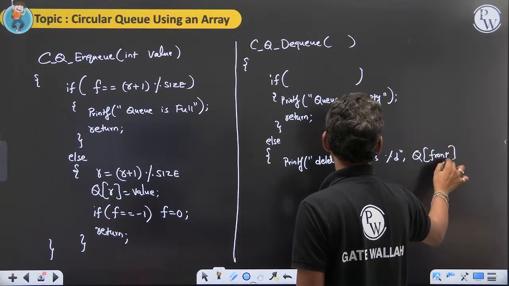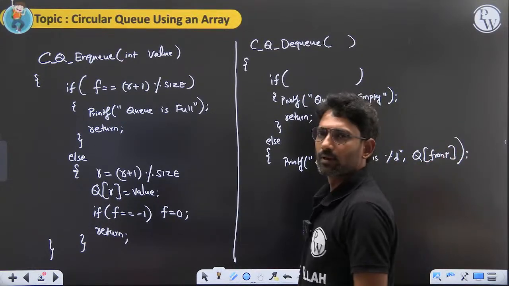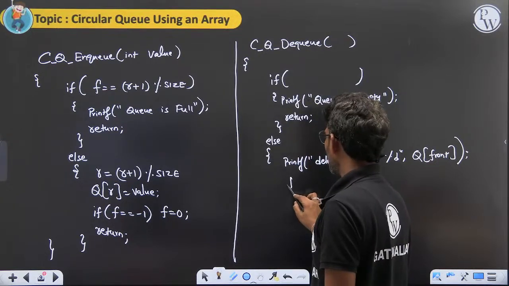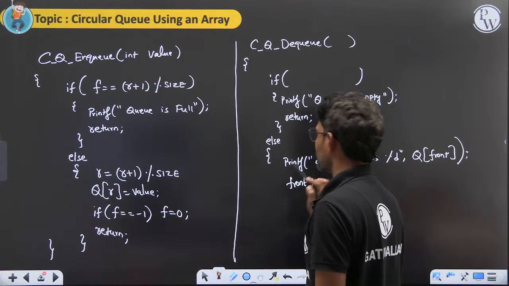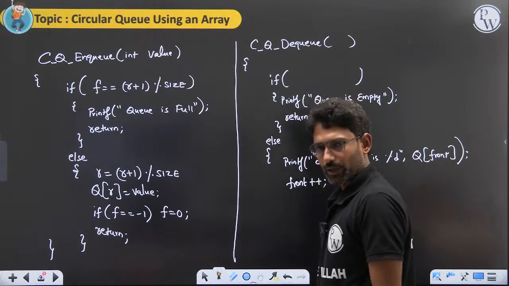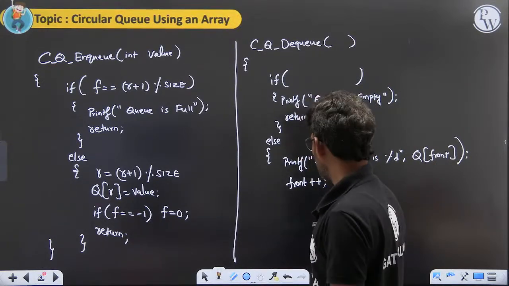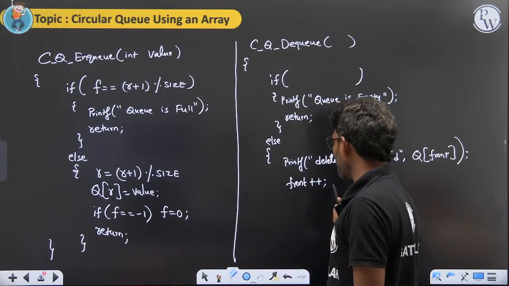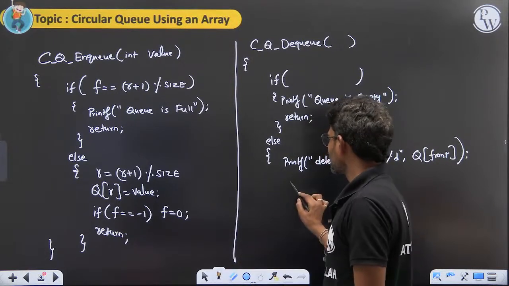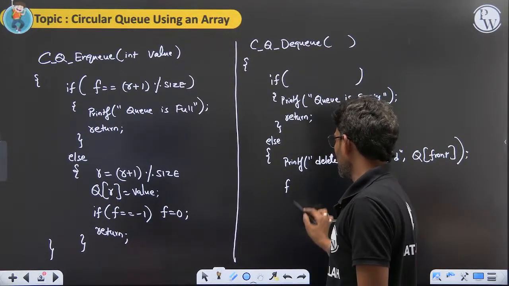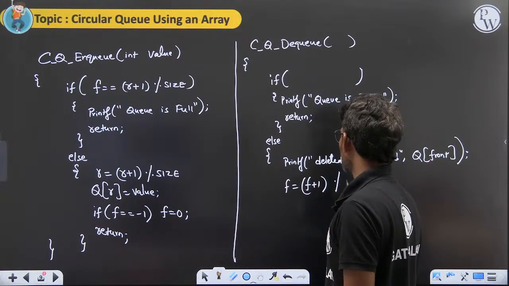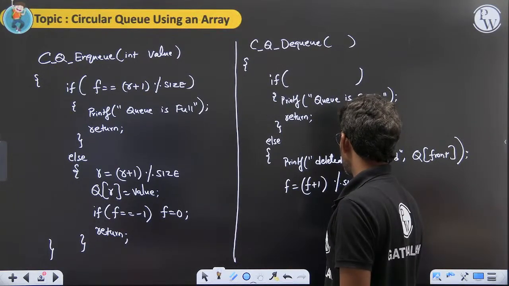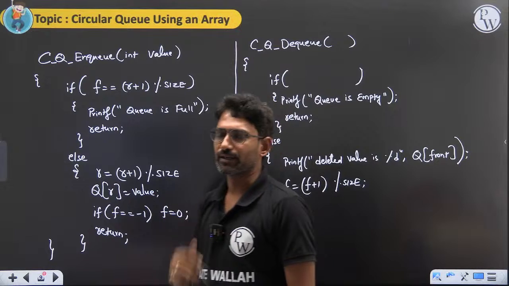Okay. Now you will be incrementing the front. And do you need to do a simple increment? No. What you have to do is front is equal to front plus 1 mod size. Fine. With this, the modulo increment happens.